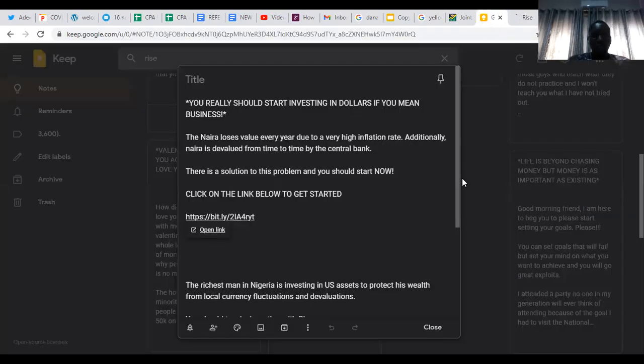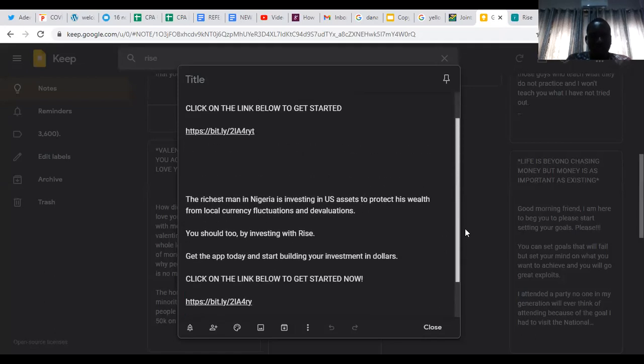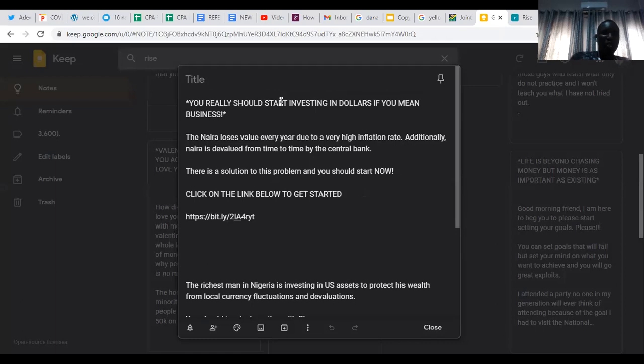Okay, so I think this is one of those articles that I used to write. This was an article I wrote sometime last year, very short. I just wrote, you really should start investing in dollars if you mean business. The naira loses value every year due to a very high inflation rate. Additionally, the naira is devalued from time to time by the central bank. There is a solution to this problem. Start now. Click on the link below to get started.